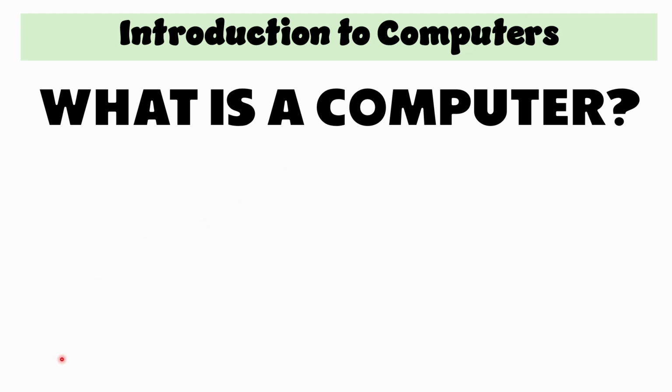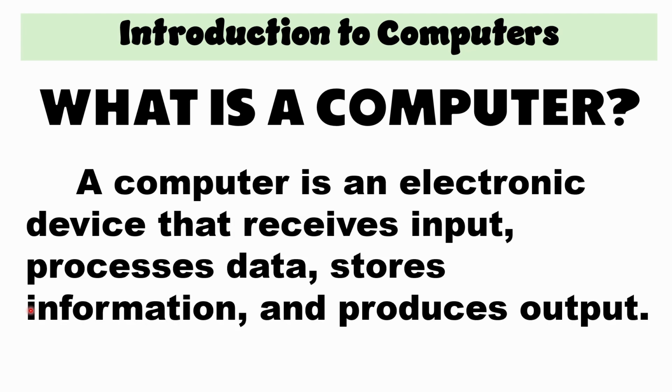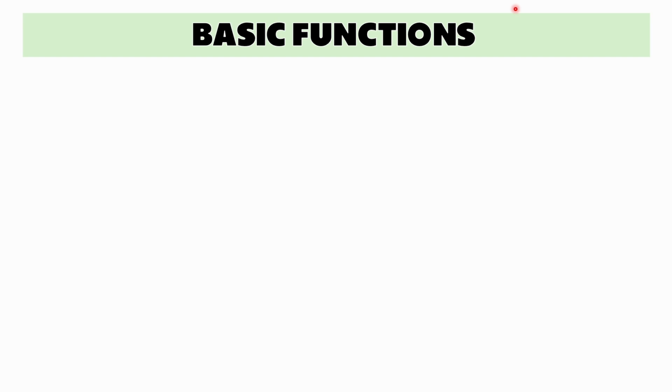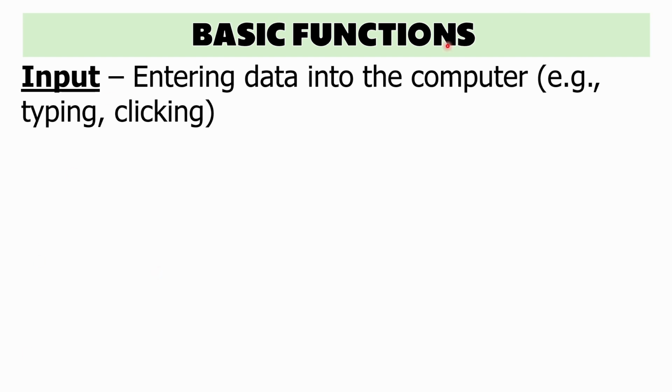So let's have the introduction to computers. What is a computer? A computer is an electronic device that receives input, processes data, stores information, and produces output. Now let's have the basic functions. First is input. Input is entering data into the computer. Example, typing and clicking. Typing an essay in Microsoft Word using a keyboard or clicking an icon with a mouse.